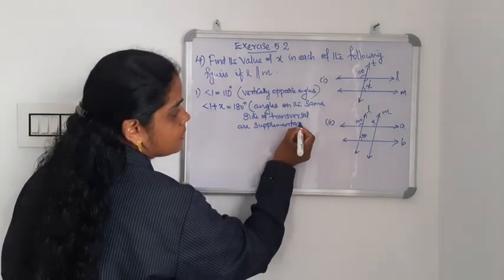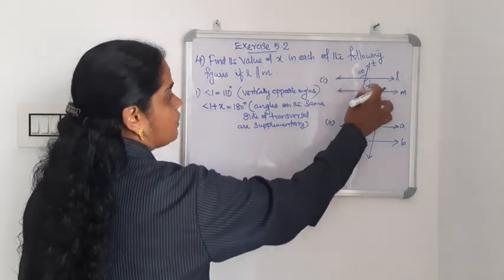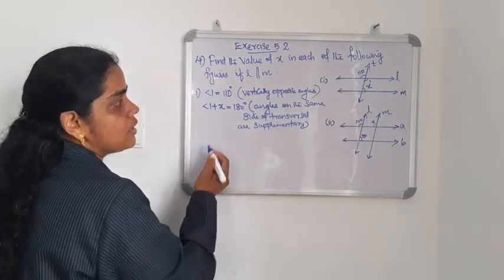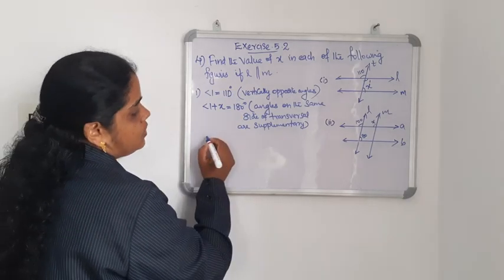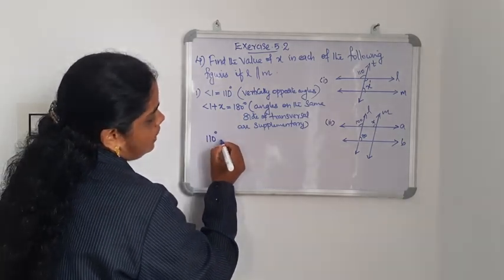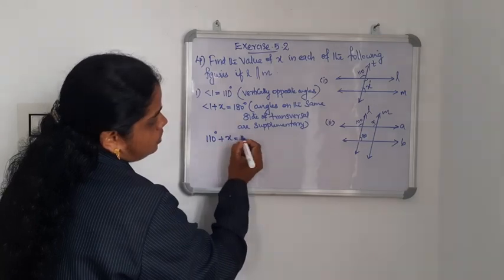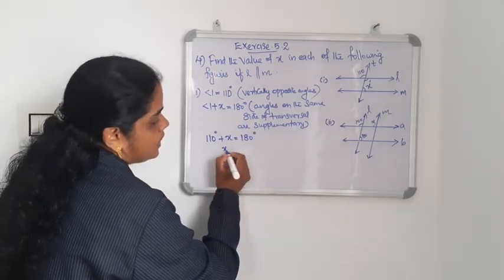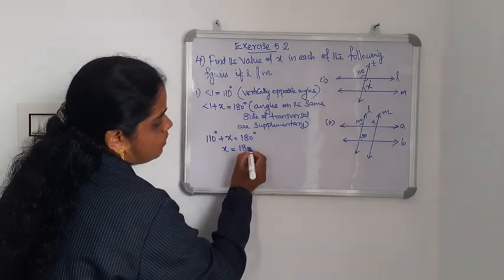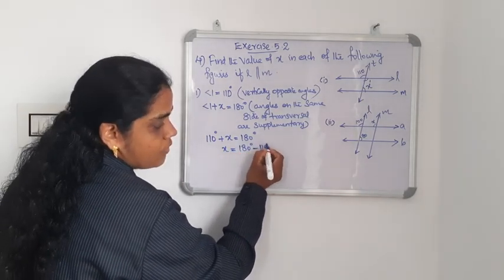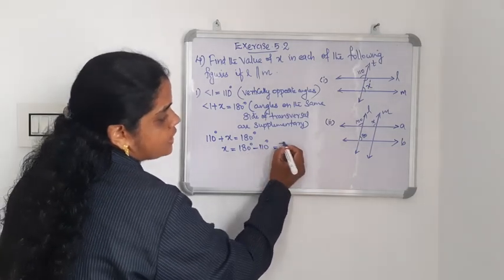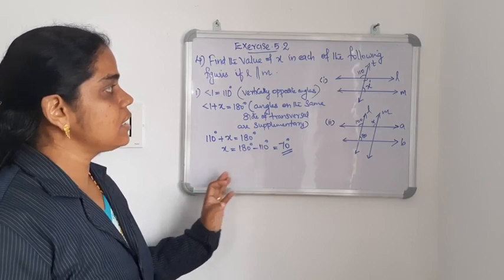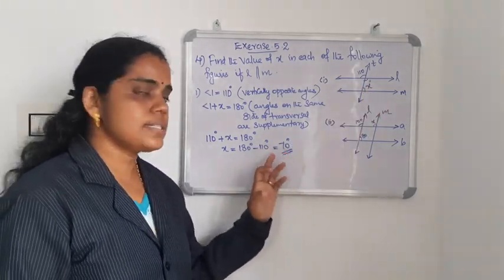This is the reason for these two: angle 1 plus x equals 180 degrees. We know angle 1 is 110, so we can write 110 degrees plus x equals 180 degrees. From this, x equals 180 degrees minus 110 degrees. So what is the answer here? It is 70 degrees. So in the first question, the value of x is 70 degrees.